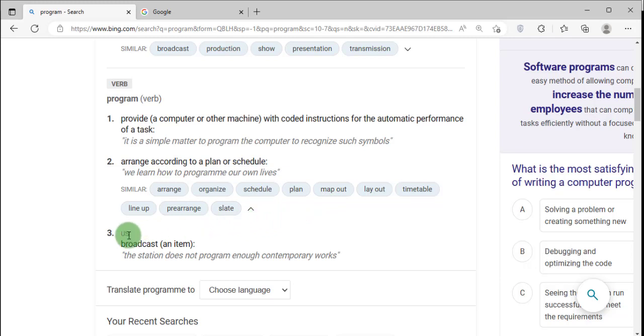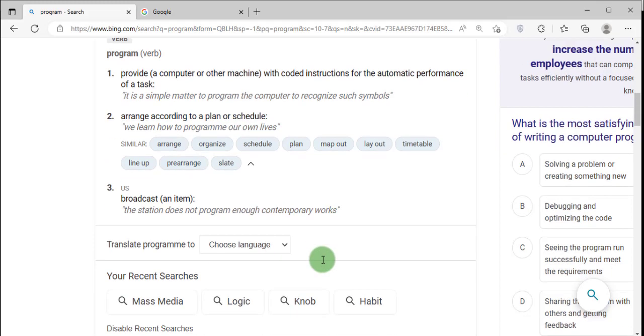Number 3, I don't know what "us" is doing in this definition, but it is like broadcast an item. Again, it might be broadcasting a program. For example, I think the station does not program enough contemporary works. There might be a station which does not program enough of the contemporary works.